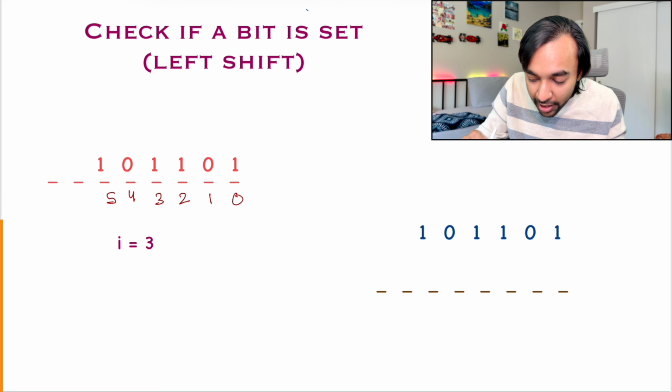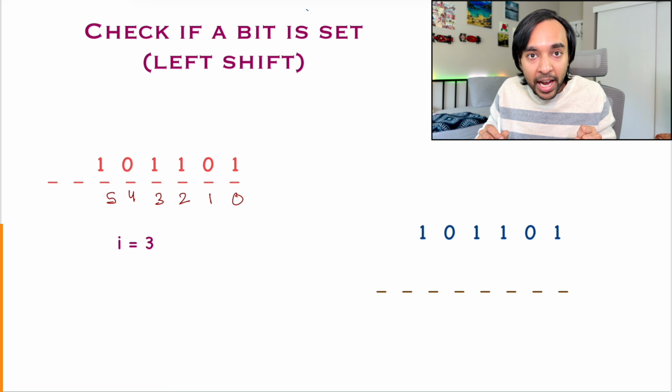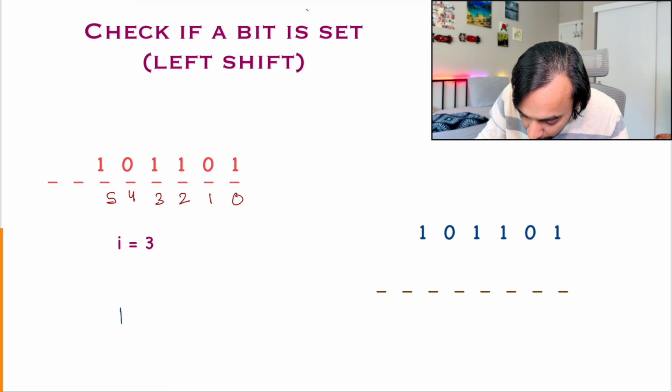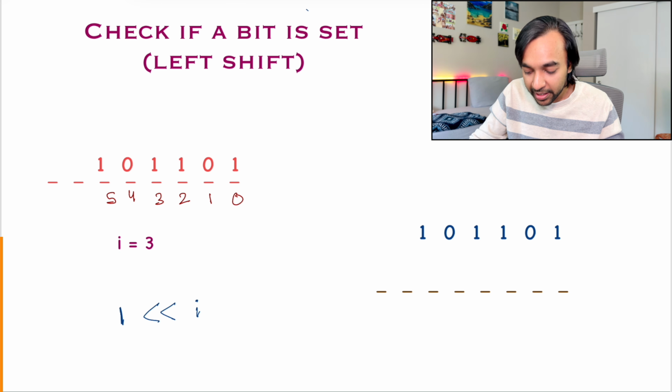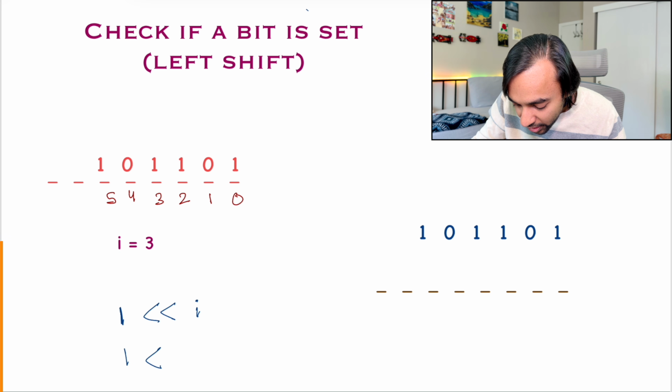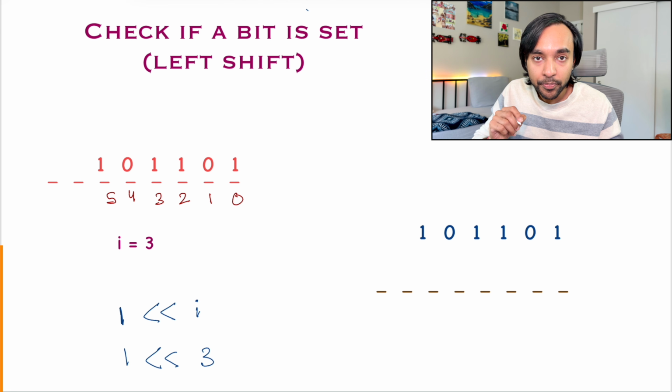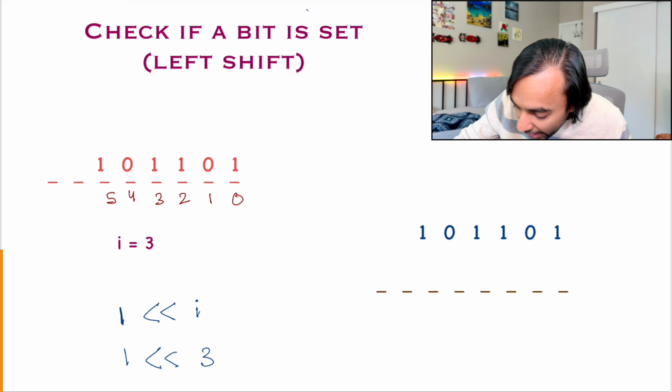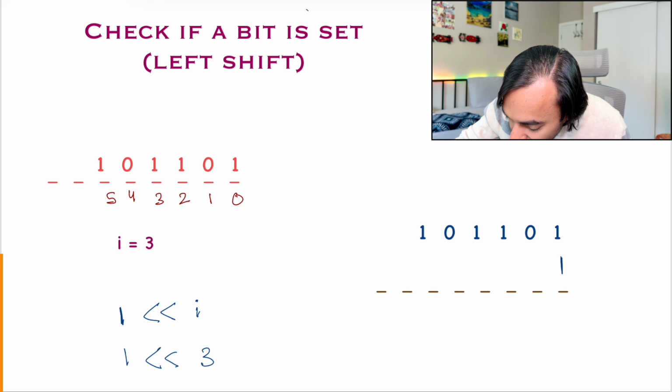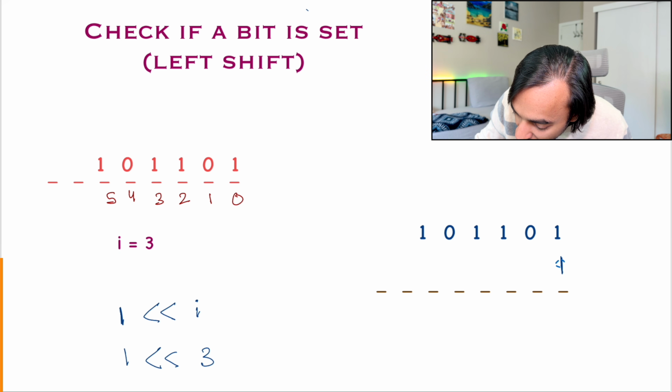So this is where my left shift operator comes in handy. What I'm going to do is say 1 and then left shift it by i. That is 3. So it means 1 left shifted by 3 positions. Basically, I took the number 1 over here and now I'm going to shift it by 3 positions: 1, 2 and 3.